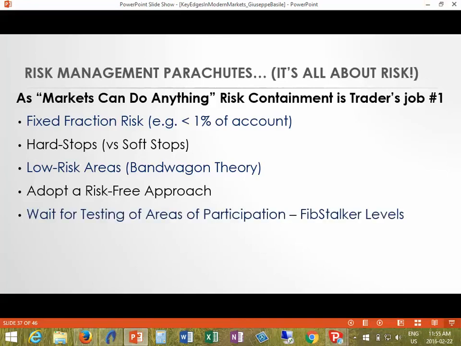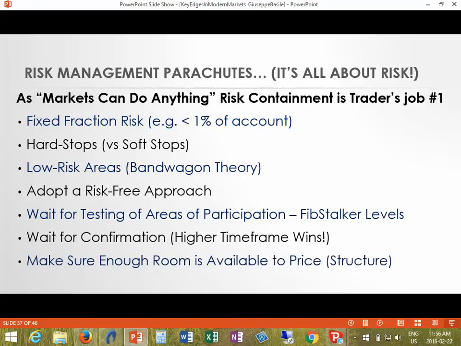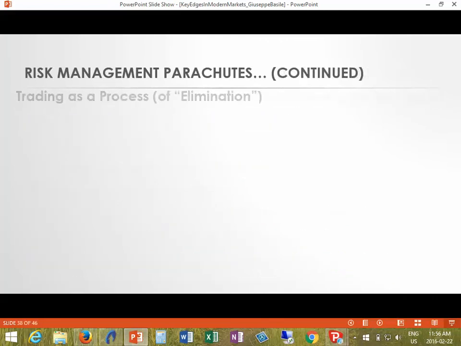So wait for testing of the level of participation. As I mentioned before, you have to wait for the 50% level to be tested. You don't want to do anything before. You have to wait for those levels of participation to be tested, because it means that there is participation from that time frame. And of course, wait for confirmation, which on the other hand is to make sure the price gets above those red lines, all right? And make sure that there is enough room available to price. Of course, you have to accept risk.